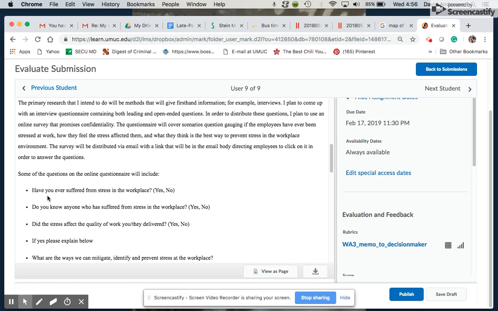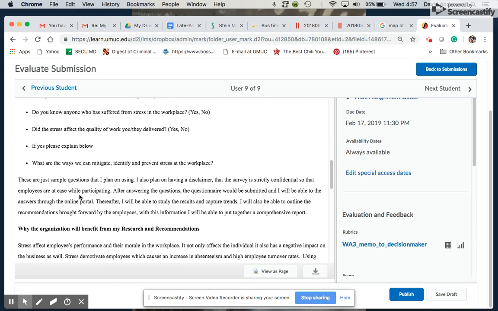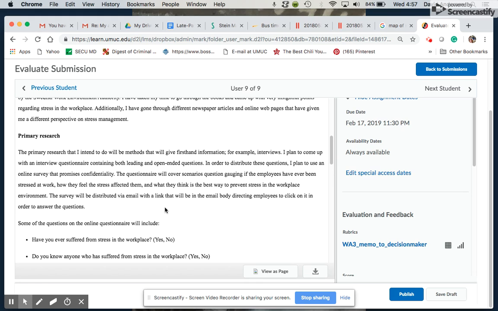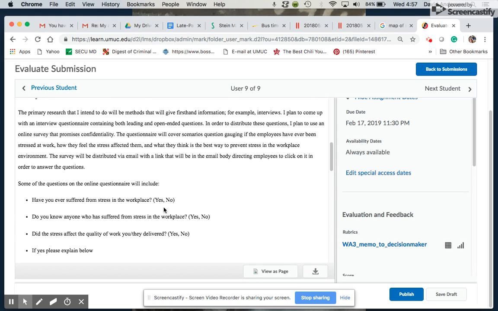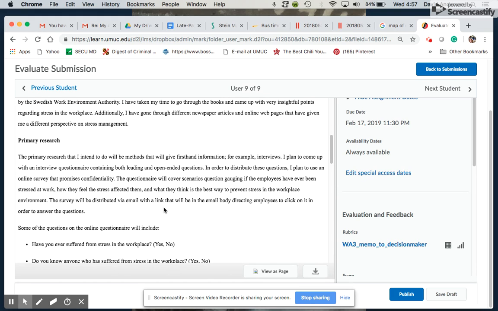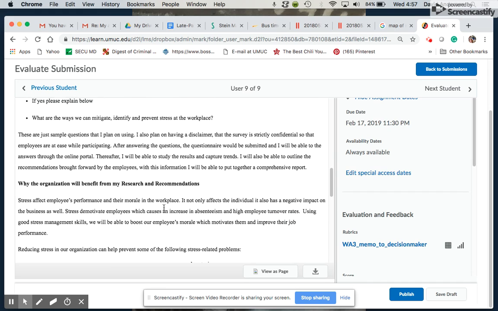And then once you ask this, the next sets of questions underneath of this are targeted to identify where the stress is coming from. These are just suggestions, but you want to make sure that you're very concrete in explaining to the decision maker what kind of research you're doing.